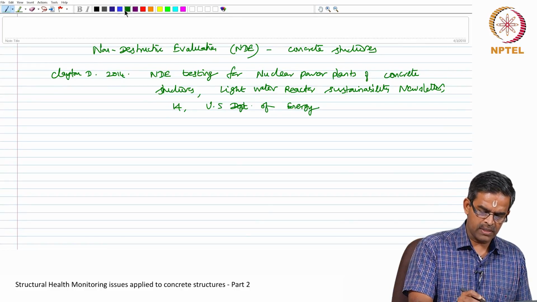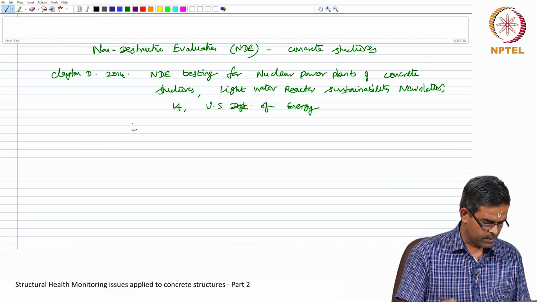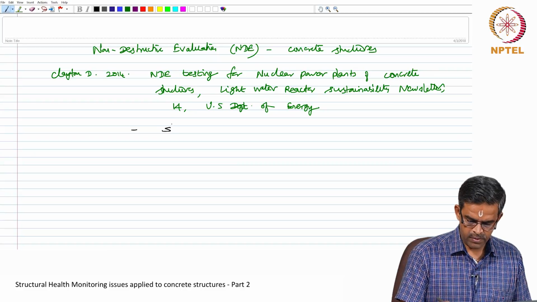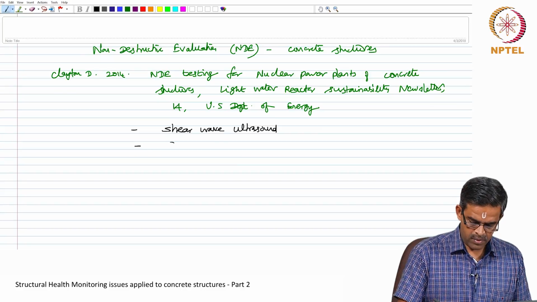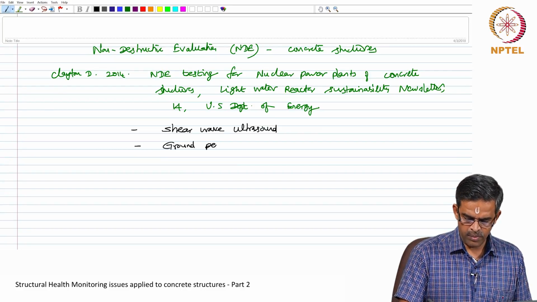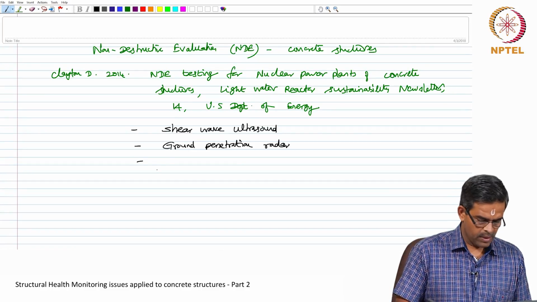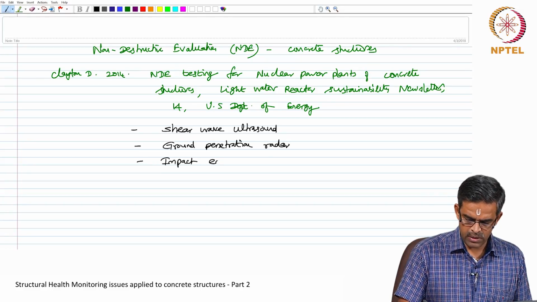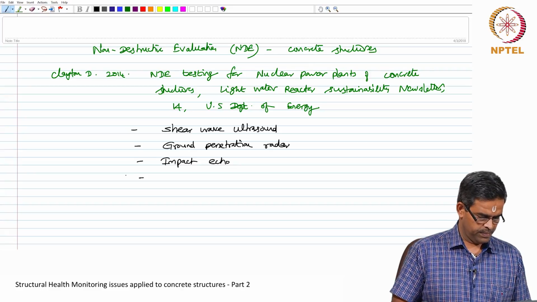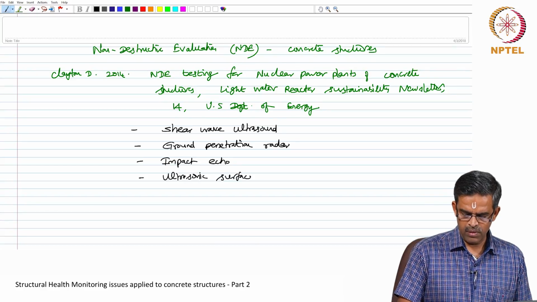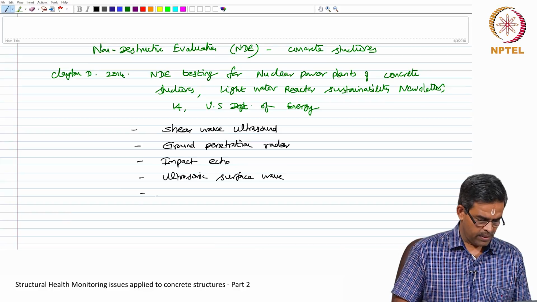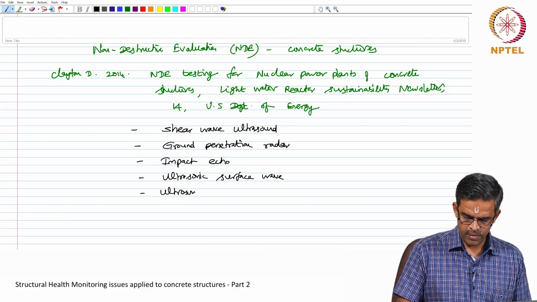Some of the NDE methods as suggested by Clayton are shear wave ultrasound, ground penetration radar, impact echo analysis, ultrasonic surface wave analysis and ultrasonic tomography.